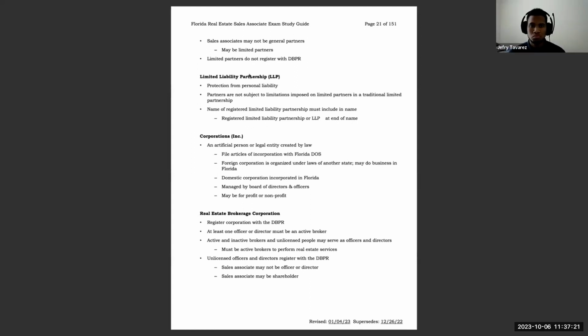Then we have the real estate brokerage corporation. It's a registered corporation with the DBPR. At least one officer or director must be an active broker. Active and inactive brokers and unlicensed people may serve as officers and directors, but they must be active brokers to perform real estate services. Unlicensed officers and directors must register with the DBPR. Sales associates may not be an officer or director. Sales associates may be a shareholder. They can have stock and invest, but they cannot be an officer or director.